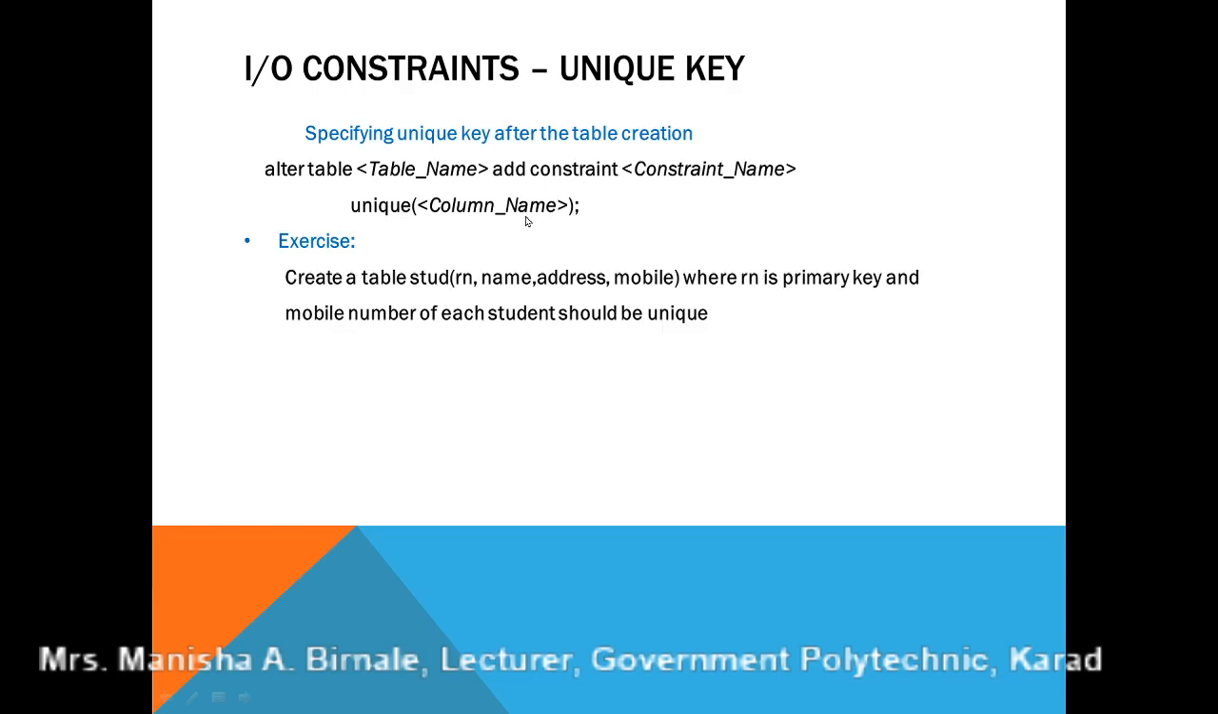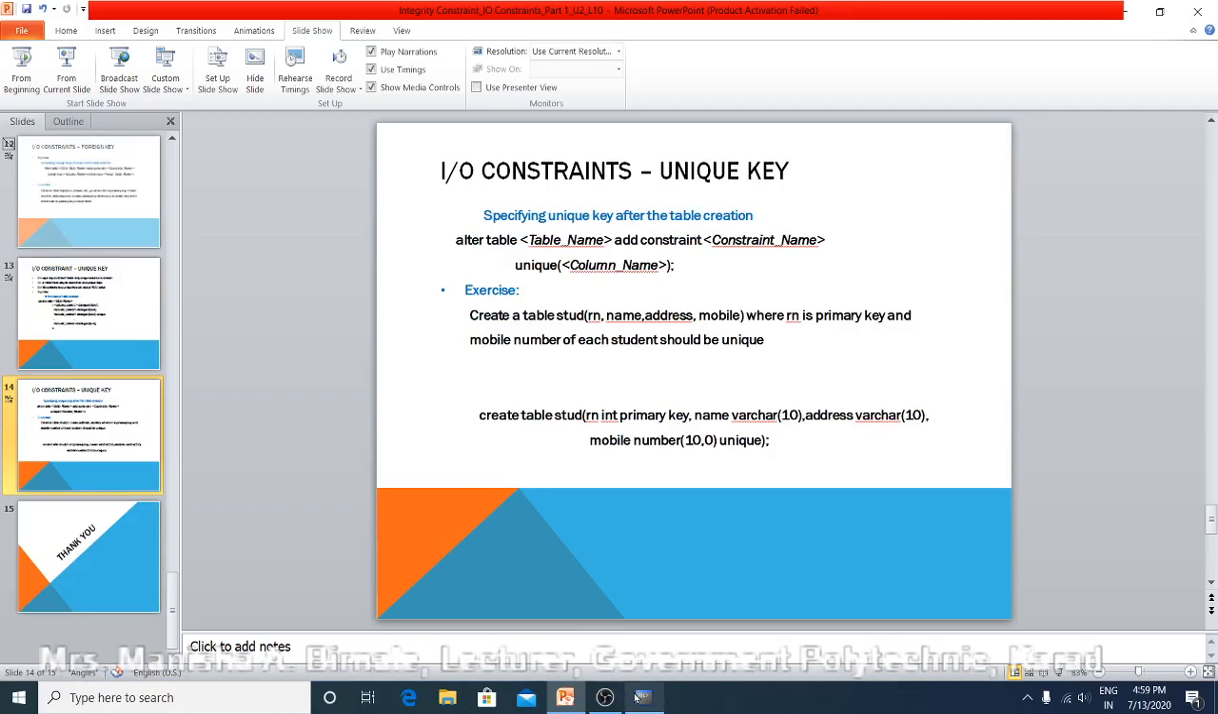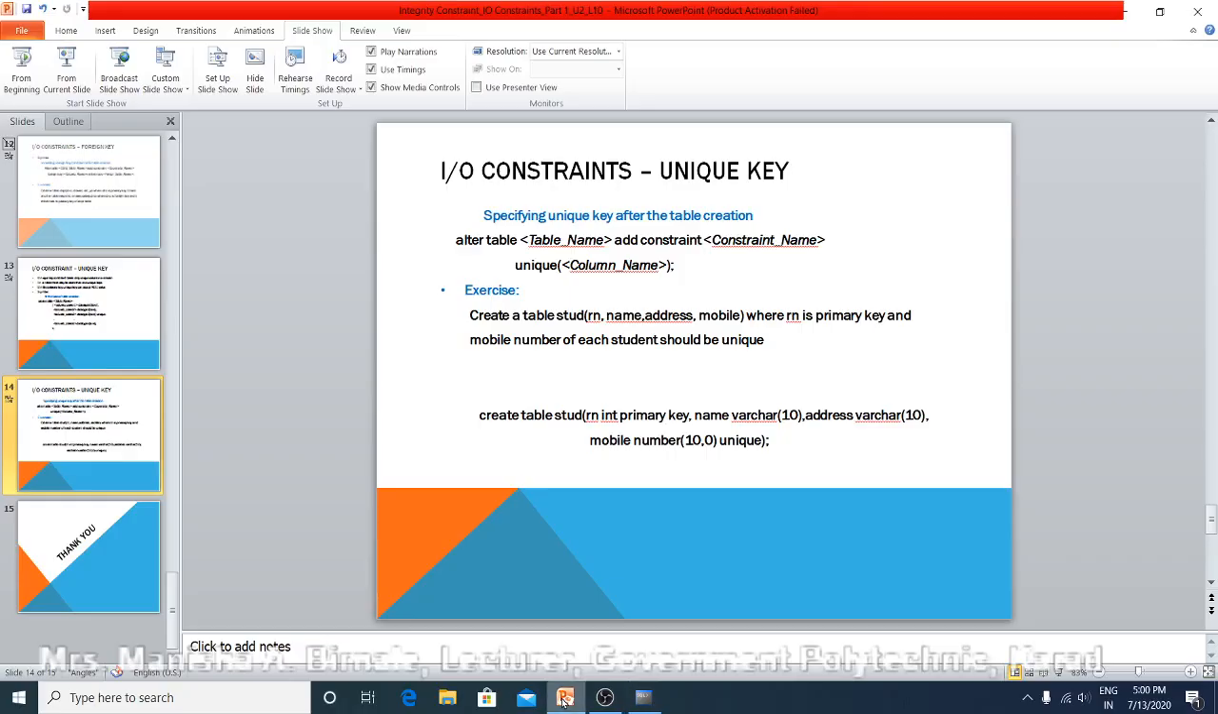Let us see an exercise. Create a table stud having columns roll number, name, address and mobile, where roll number is a primary key and the mobile number of each student should be unique. So let us create it. Create table stud. First column is roll number, data type int, and we want to designate roll number as a primary key.